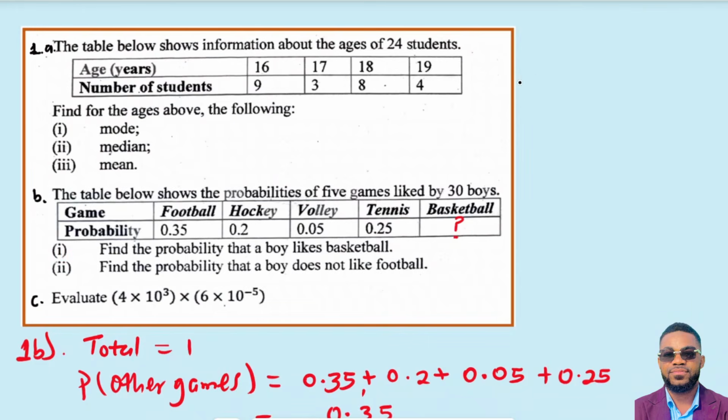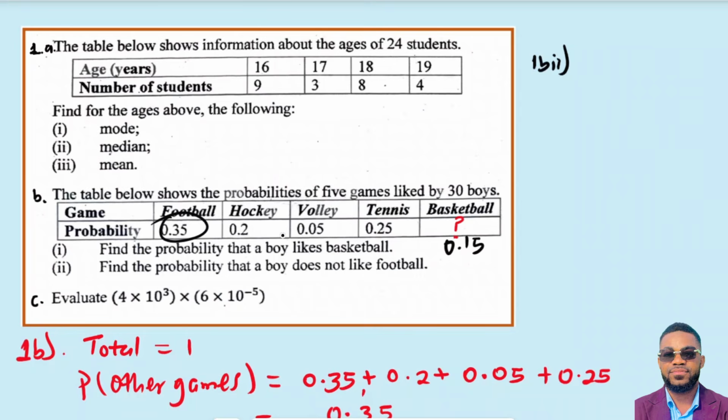So let me get the last part of question 1, that is question 1b II. You have to find the probability that a boy does not like football. Now we know that basketball is 0.15. So the probability that a boy does not like football, what do we mean by that one? This is the probability of football, 0.35. So the probability of a boy not liking football means we're going to subtract 0.35 from 1. And what will be left is the probability that we are looking for.